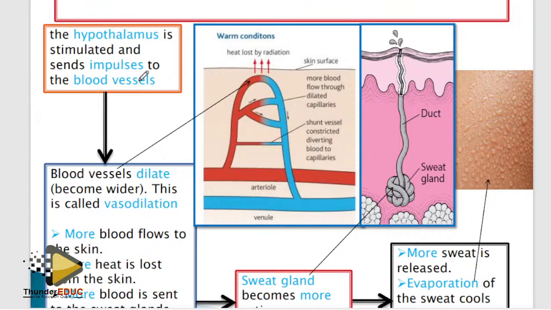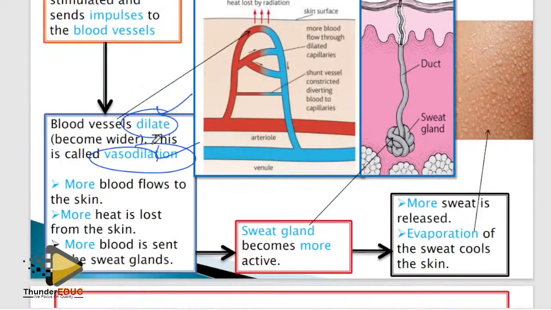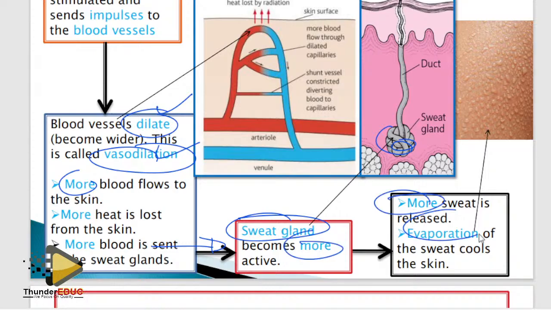Hypothalamus is stimulated, sends impulse to the blood vessel. The blood vessel becomes dilated. It is a mark, and this is called vasodilation. It's also another mark. Please don't skip it. And then once it becomes dilated, more blood will flow to the skin, and then more heat is lost. But it doesn't stop there. More blood is going to be sent to the sweat gland. The sweat gland becomes more active, and then more sweat is going to be produced, and then evaporation is going to lead to the cooling of the body. If they ask you during cold day, it's the reverse.